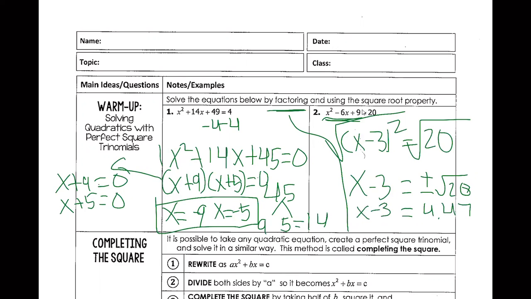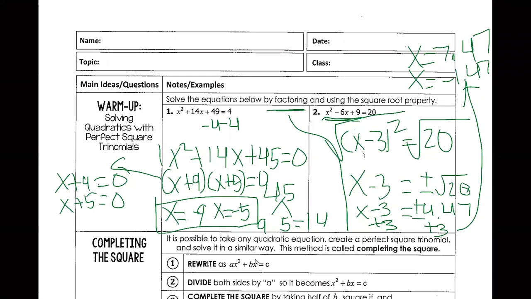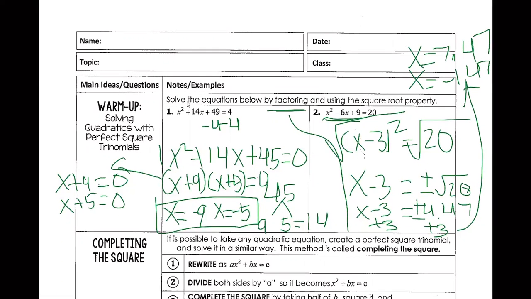To get our two solutions, since it's plus or minus this, you're going to add 3 to positive 4.47. I write too big, but you're going to get x equals 7.47. And then you would add it to the negative version. So negative 4.47 would be negative 1.47. Basically, if you have a plus or minus, you add the 3 to both of those to get your two solutions.